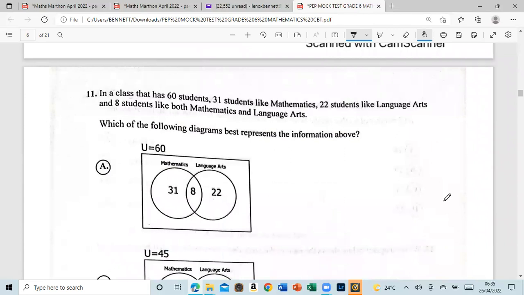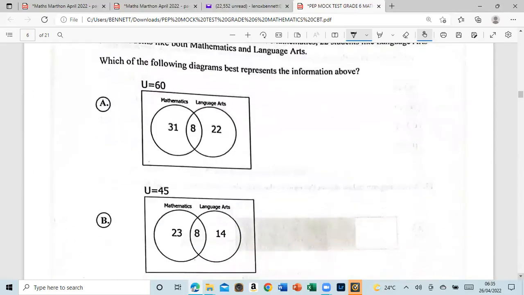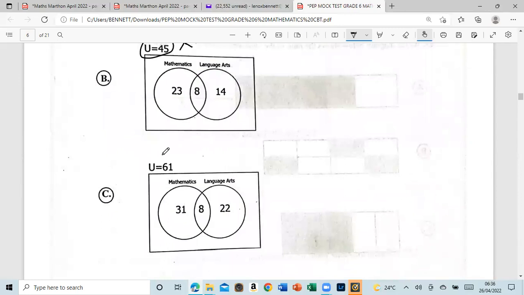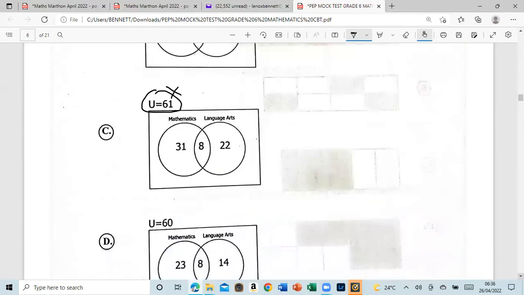In a class that has 60 students, 31 like mathematics, 22 like language, and 8 students like both maths and language arts. Which of the following diagrams best represents the information? Let's see the other one, 23, 8, or 14. But isn't that the same thing that we see here?